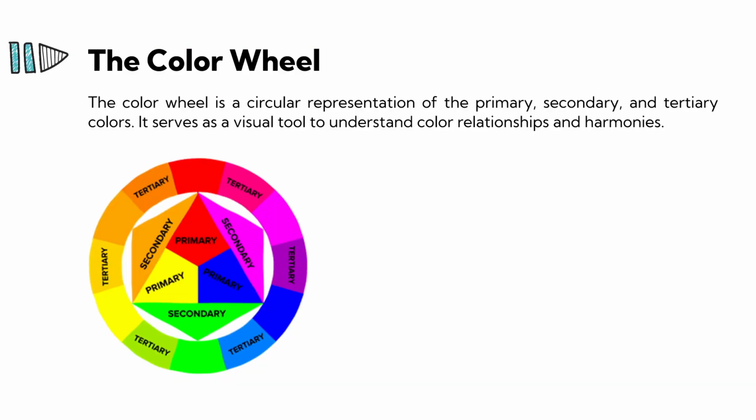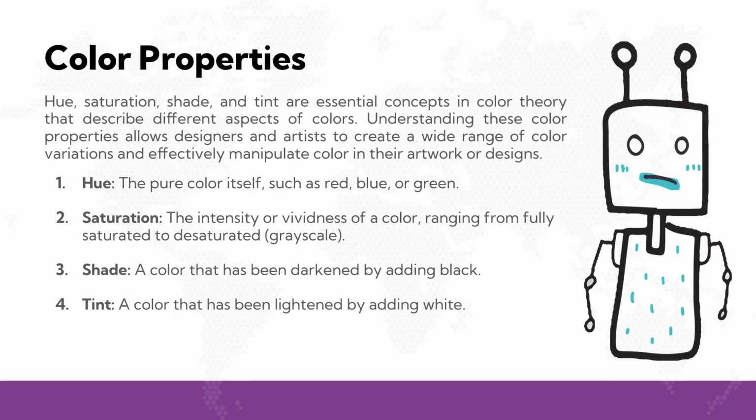So we have tertiary colors, which are created by mixing a primary color with a neighboring secondary color on the color wheel. So we have the color wheel, which is a circular representation of all these colors we've talked about: the primary, the secondary, and the tertiary.